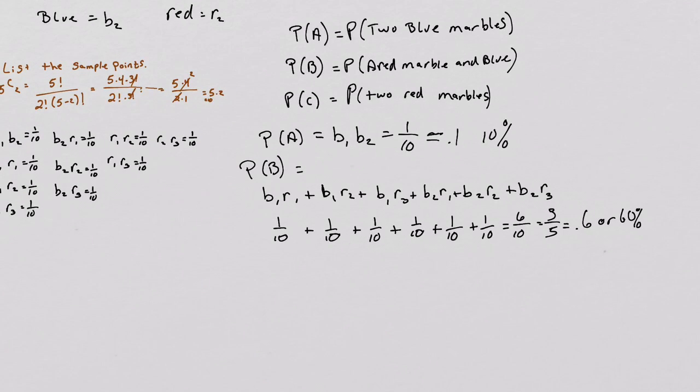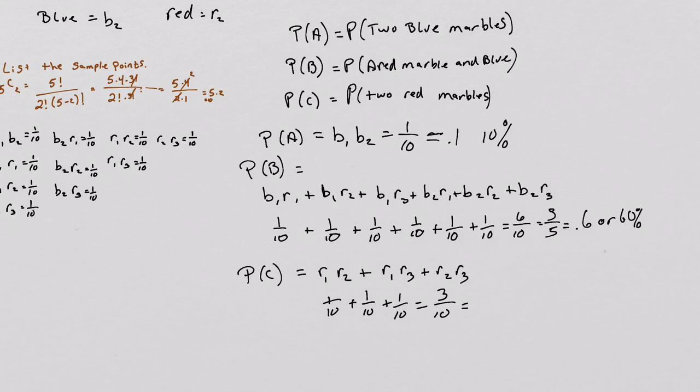All right, the probability of event C happening is all your combinations added together in which you get two red marbles. Well, that's going to be red sub 1, red sub 2, plus red sub 1, red sub 3, plus red sub 2, red sub 3. This gives me 1/10 plus 1/10 plus 1/10, which gives me 3/10, which is 0.3, or 30% of the time. Really not that difficult of a problem. It just takes a little bit to wrap your mind around.